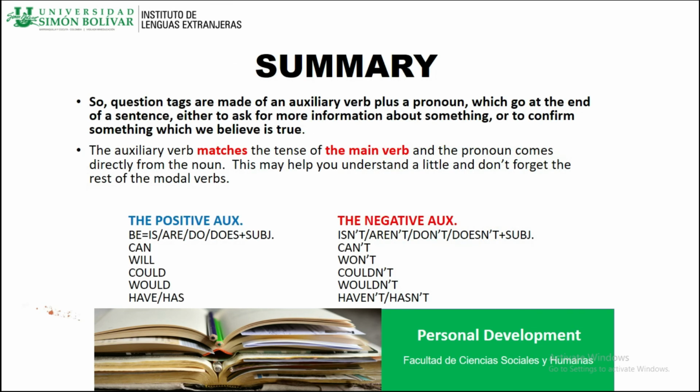In summary, question tags are made of an auxiliary verb plus a pronoun, which go at the end of a sentence, either to ask for more information about something or to confirm something which we believe is true. The auxiliary verb matches the tense of the main verb, and the pronoun comes directly from the noun. This may help you understand a little, and don't forget the rest of the modal verbs, the positive auxiliary and the negative auxiliary. Verb to be is, are, do, does, and the subject. Isn't, aren't, don't, doesn't, plus the subject.